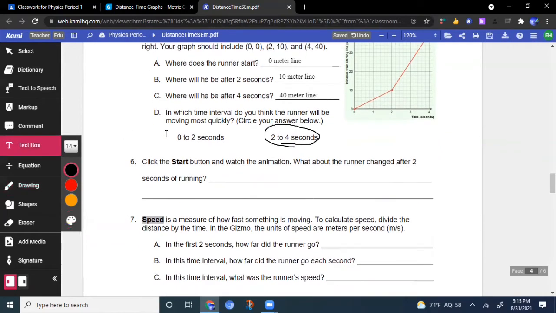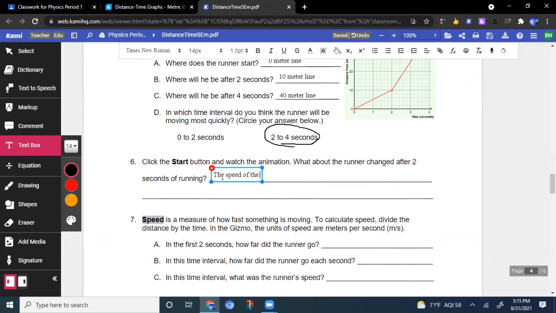Number 6, click the start button, watch the animation. What about the runner changed after 2 seconds of running? Well, after 2 seconds of running, we run faster. So the speed of the runner increased after 2 seconds.